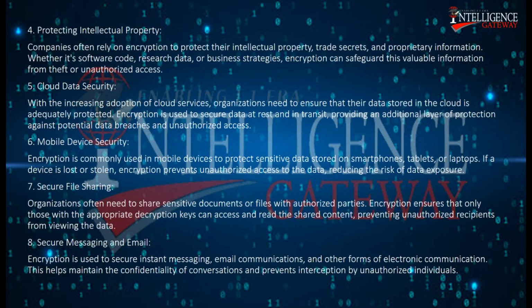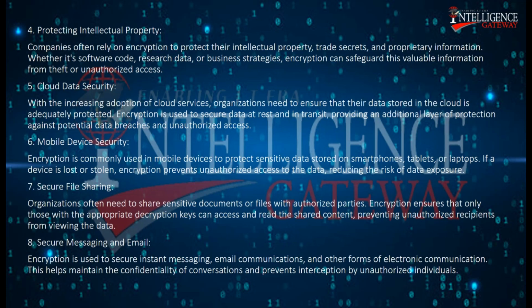4. Protecting intellectual property. Companies often rely on encryption to protect their intellectual property, trade secrets, and proprietary information, whether it's software code, research data, or business strategies. Encryption can safeguard this valuable information from theft or unauthorized access. 5. Cloud data security. With the increasing adoption of cloud services, organizations need to ensure that their data stored in the cloud is adequately protected. Encryption is used to secure data at rest and in transit, providing an additional layer of protection against potential data breaches and unauthorized access.